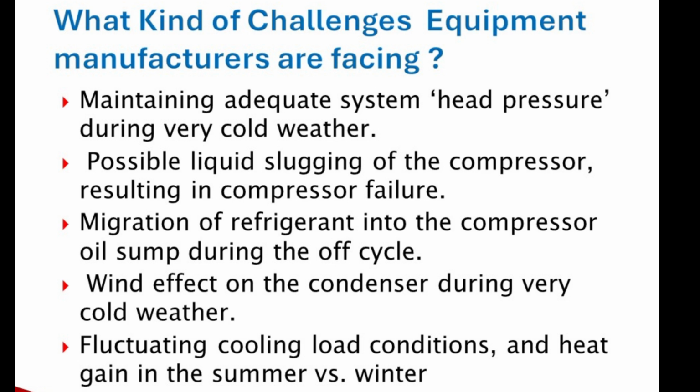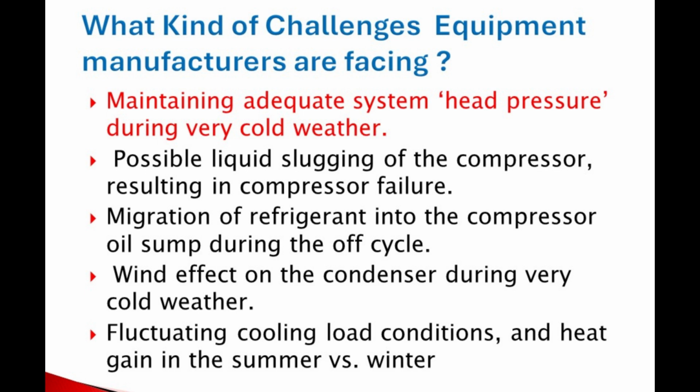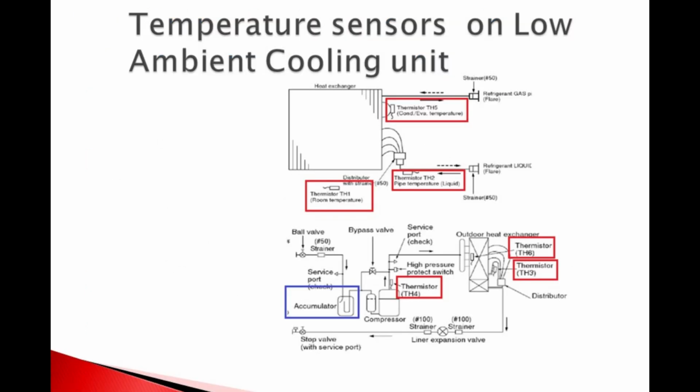Mitsubishi Electric has introduced P-Series and other low ambient cooling units to overcome these issues. Let's understand what features are available on low ambient cooling units. 1. Maintaining adequate system head pressure. The system's microprocessor monitors the ambient air temperature, condenser outlet refrigerant pipe temperature, and 6 other sensors throughout the system. This information is used to modulate the condenser fan's DC motor speed and operate an electronic hot gas bypass valve as needed. Please see the diagram on the slide. I have highlighted sensors in red. In standard cooling units, these sensors are not available.